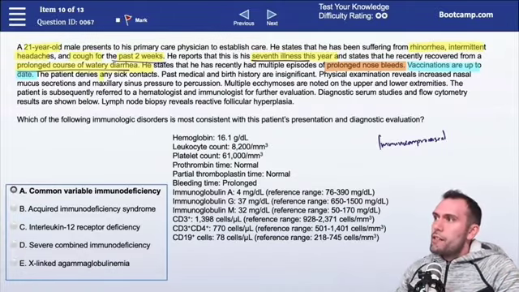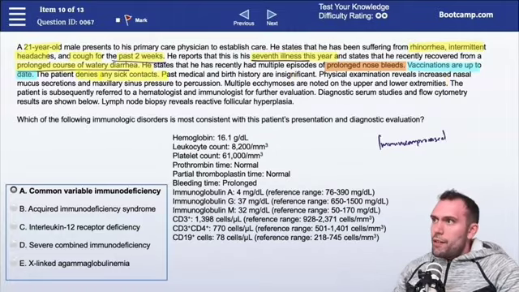Okay, the patient denies any sick contacts. Past medical history and birth history are insignificant. Physical examination, this is actually pretty important. Past medical history and birth history are insignificant. I'll tell you why that is, just because I've skimmed these options already. We'll come back to this.